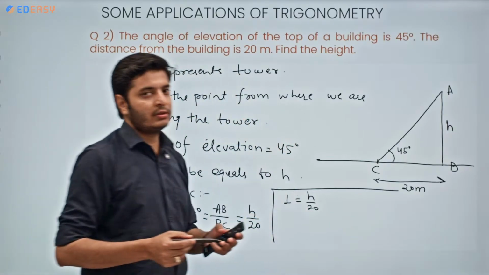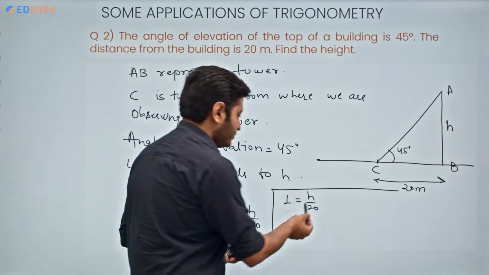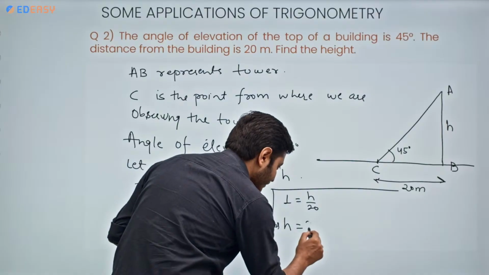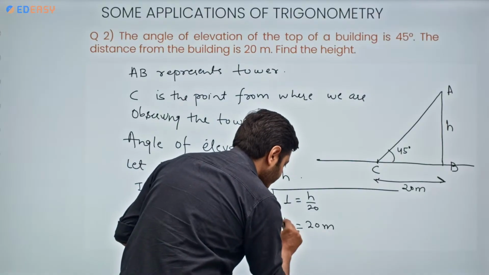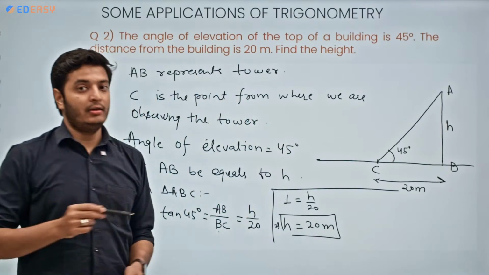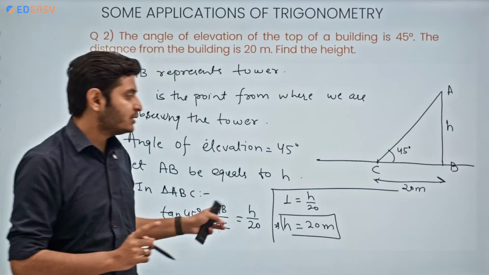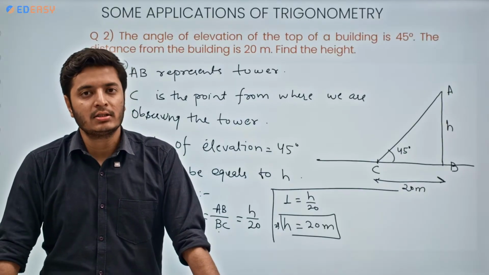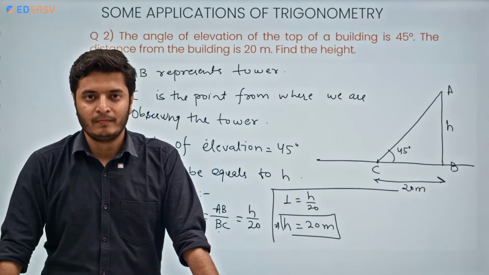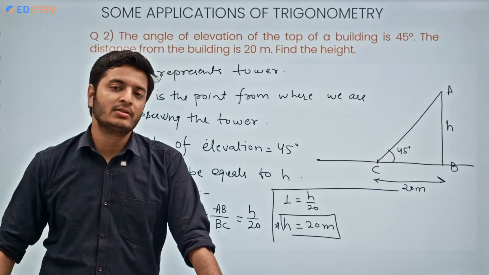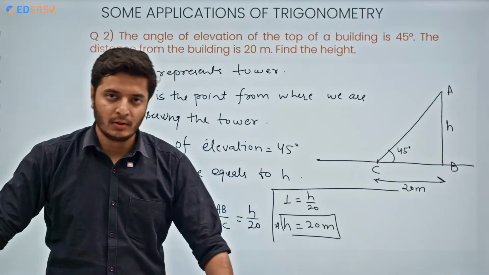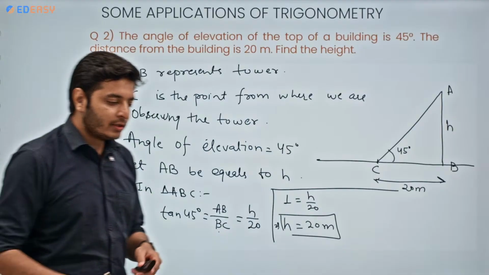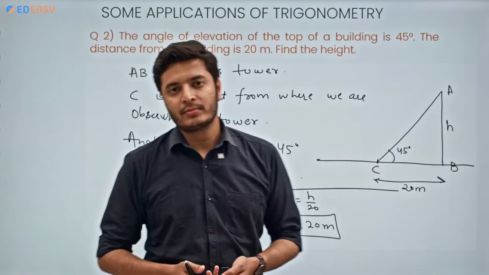Now we just need to do one thing. We just need to transpose this 20 to the right side. So from here we find that the value of h is 20 meters. In the end, you will conclude your answer by writing that the height of the given tower is 20 meters. And please don't forget to mention the correct unit. So this is how you can approach this type of problem.